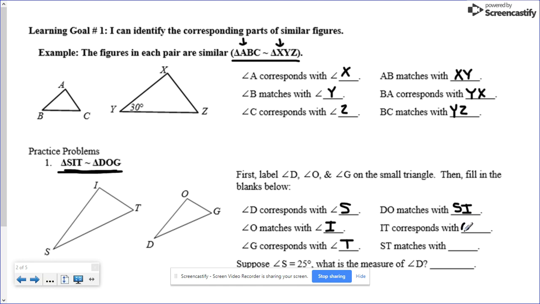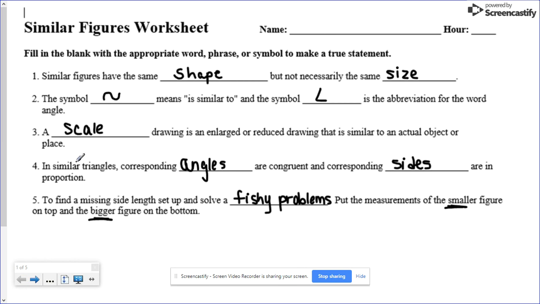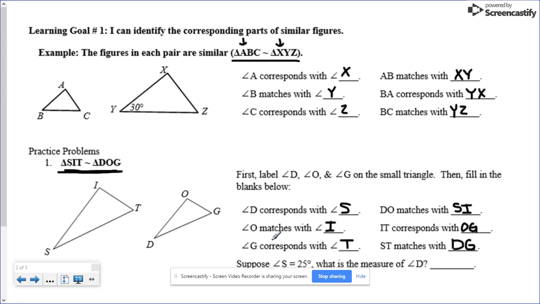IT matches with OG. And ST, that's the first and the last, so that would be DG. Suppose angle S is 25 degrees. What does that mean angle D is? Well, you just said in our notes before this that corresponding angles are congruent. That means that they are the same size. They're exactly the same. So if I know angle S is 25, then I know angle D also has to be 25 degrees.